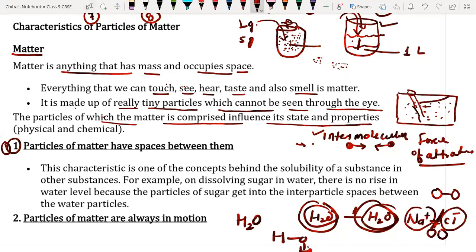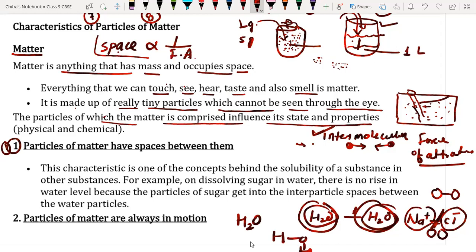That intermolecular space depends on the intermolecular force of attraction. I'm just giving you one formula here. Intermolecular space is inversely proportional to the force of attraction. Fa means force of attraction. If the force of attraction is more, the space will be less. If the force of attraction is less, then the space will be more. Understood, everyone? So I can explain the sodium thing.